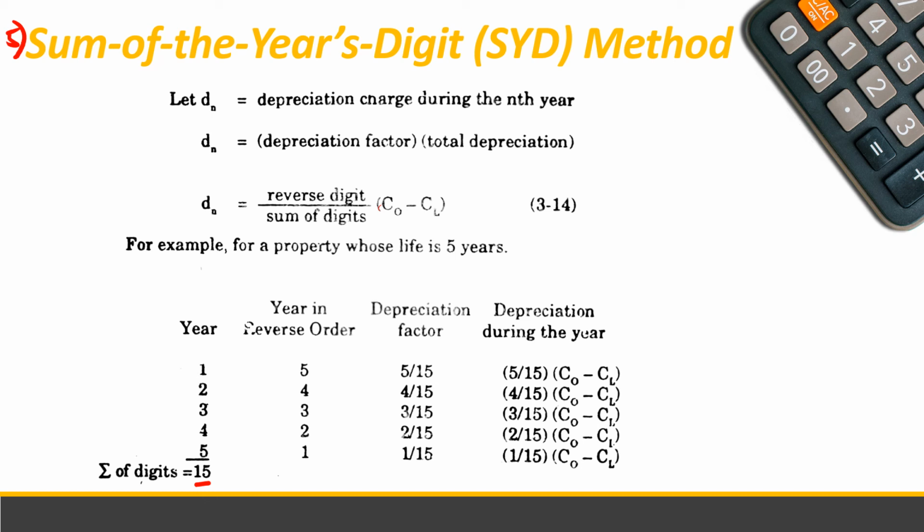So to find the depreciation factor, you will divide the year in reverse order over the sum of the digits. So that is 5 over 15, 4 over 15, 3 over 15, 2 over 15, and 1 over 15. So as you can see, mataas yung depreciation factor at the first year. Hanggang sa pababa ng pababa siya. So the depreciation during a certain year is the depreciation factor multiplied by CO minus CL. So ganun din sa remaining years.